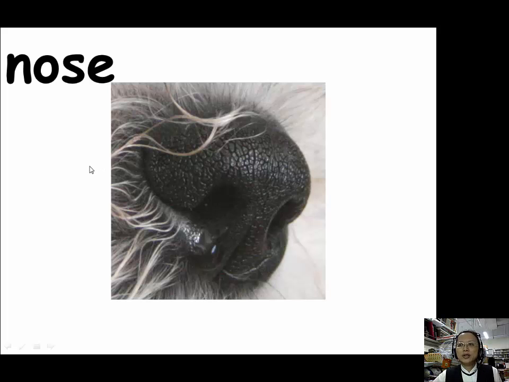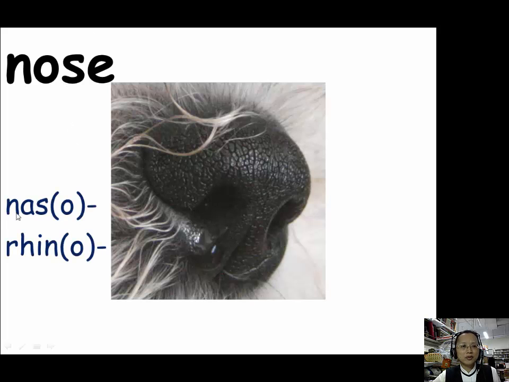Let's review what we learned for nose. When we want to talk about our nose, we use two prefixes, naso, N-A-S-O, and rhino, R-H-I-N-O. For any of you who might have a nasal allergy, you can go to the pharmacy to buy nasal spray. That's also a use for this prefix, nasal spray.